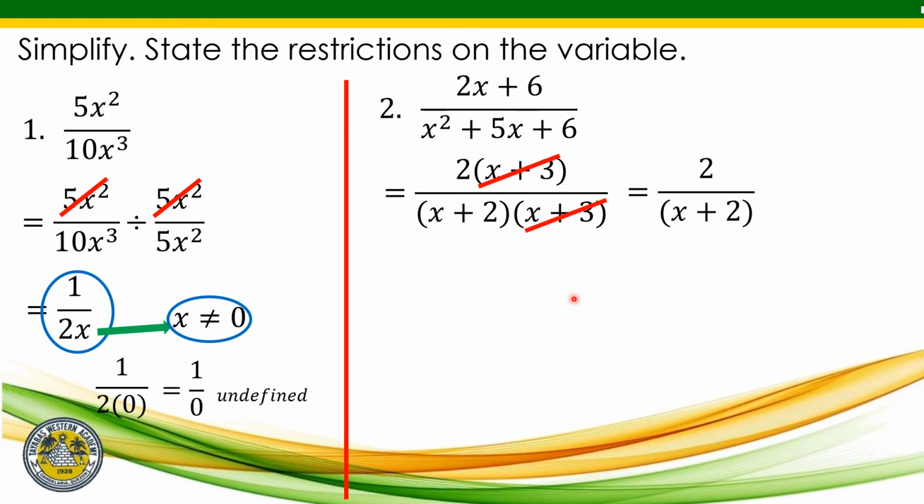So, ang ating na-simplify na form ng ating rational expression is 2 over x plus 2. So, okay lang na walang parenthesis. So, x plus 2, okay na yun. 2 over x plus 2. Kasi 2 yung natira sa ating numerator, x plus 2 yung natira sa denominator. So, yun na yung ating simplified form of the given equation or rational expression.